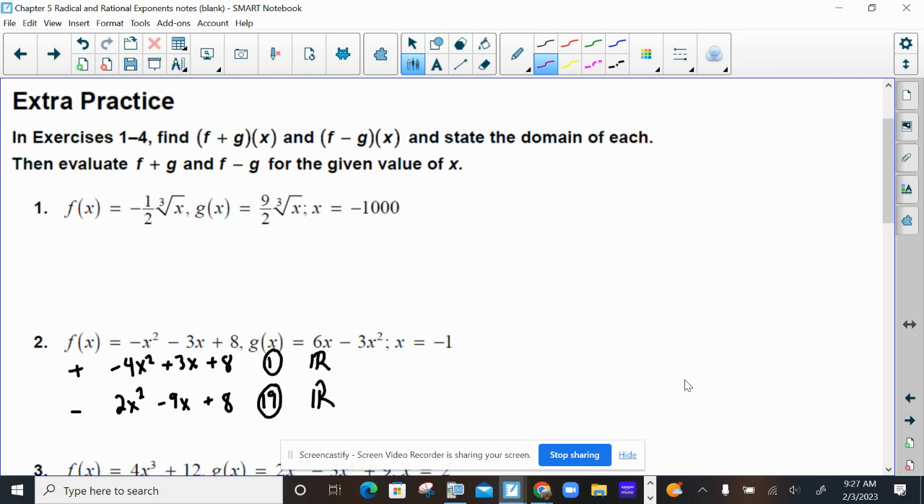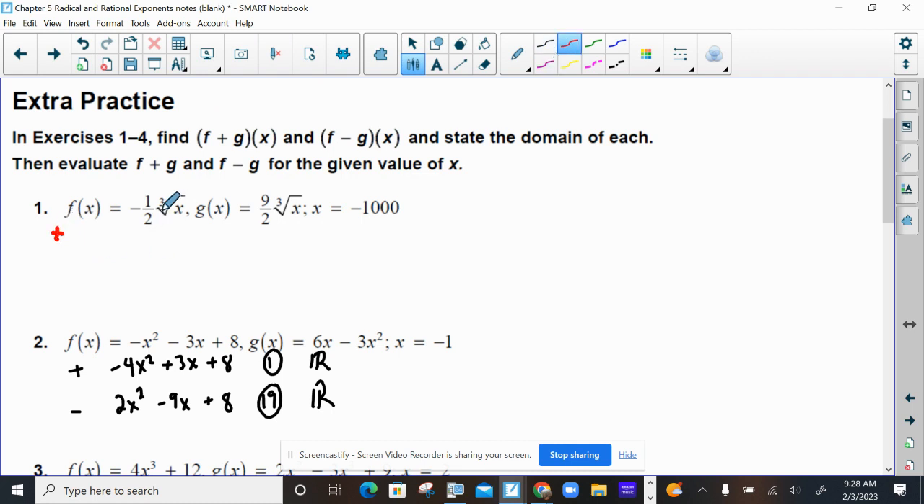Number one is just asking you to add these two functions together. So we're going to add f of x and g of x together. And then we're going to evaluate when x is negative 1,000. We'll need a calculator for that, and then we'll do the difference. And then we need to state the domain for each problem. So let's do the addition part first. So let's put these in red.